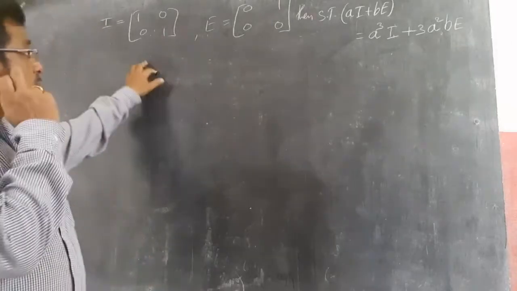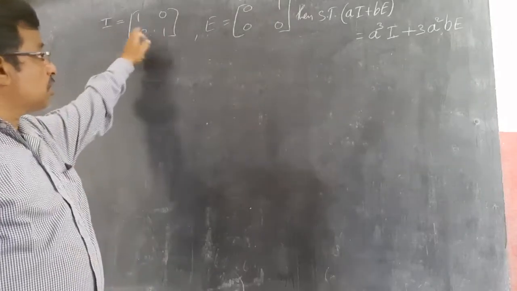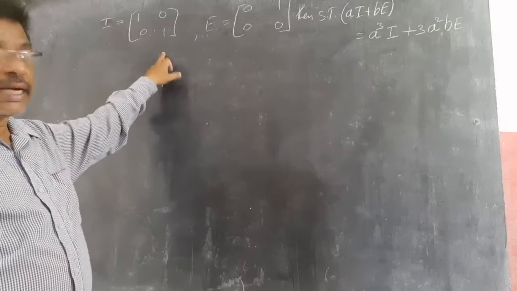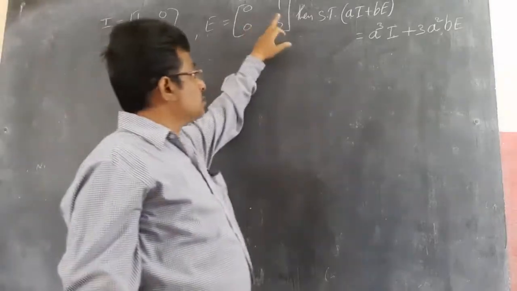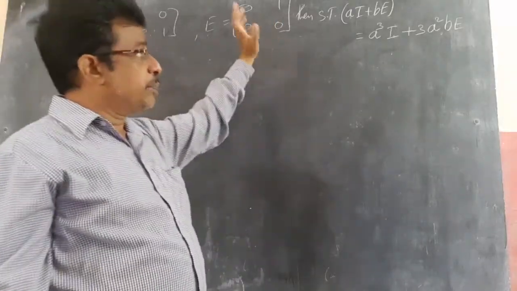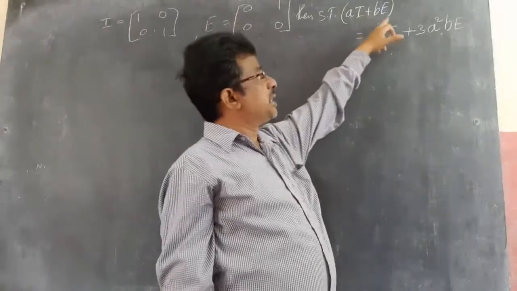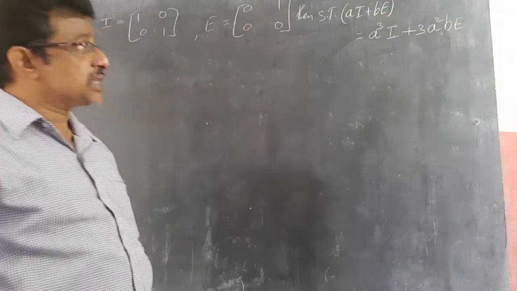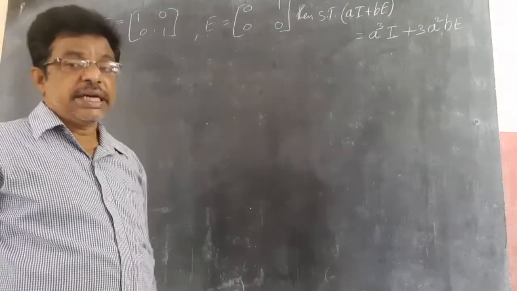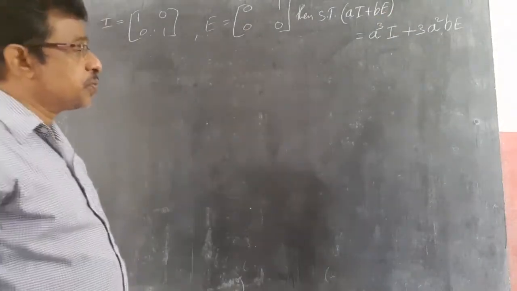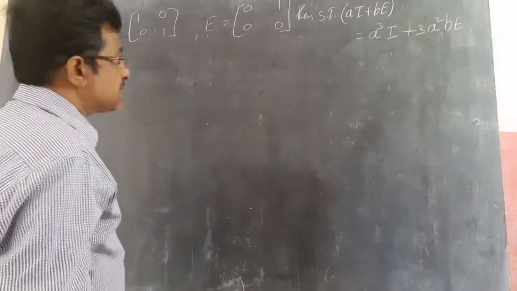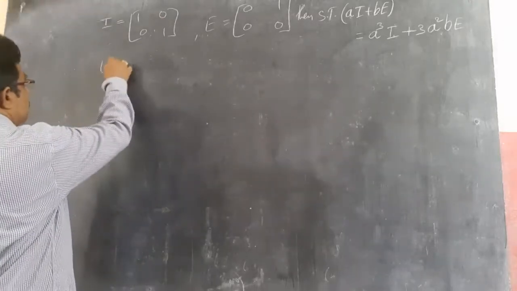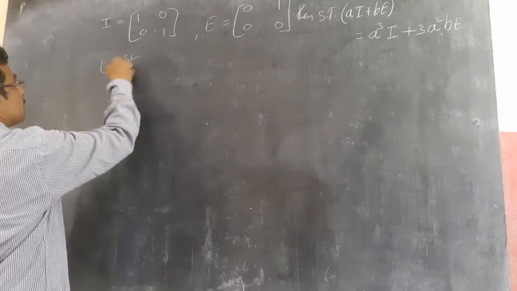If I equals [1, 0; 0, 1], the identity matrix, and E equals [0, 1; 0, 0], then prove that (aI + bE)^3 equals a^3 I + 3a^2 b E. So first we will take the LHS part, then we will go for the RHS.